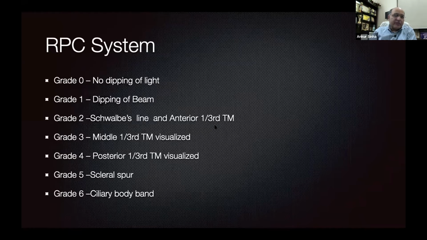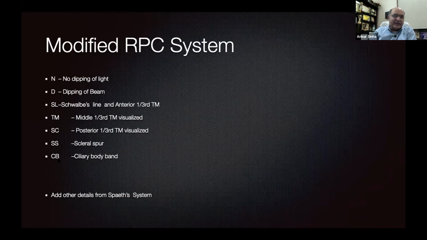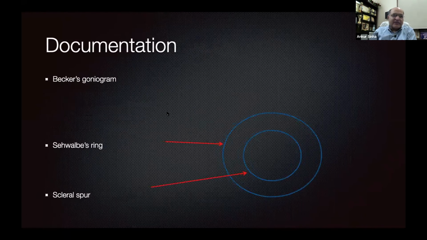Now the RPC system grades from 0 to 6, depending upon no dipping of light to ciliary body band. But what we have been taught is usually this modified RPC system, where we write the angle structure seen: CB when the ciliary body band is seen, SS when the scleral spur is seen, SC when the posterior one-third or functional part of trabecular meshwork is seen, TM when the middle one-third is seen, SL as Schwalbe's line, D as dipping, and ND as no dipping of light. And then we add other systems from the Spaeth system as we have shown there.